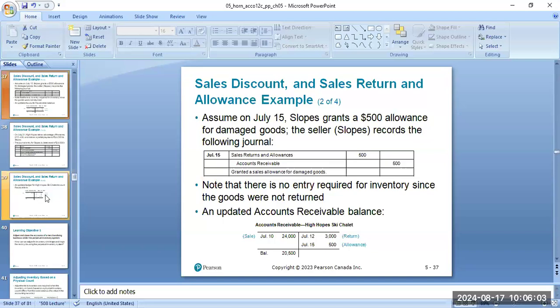But we have to show it somewhere on our records. What will that be? That will be our contra account to the sales revenue, which is the sales return allowances, with $500.